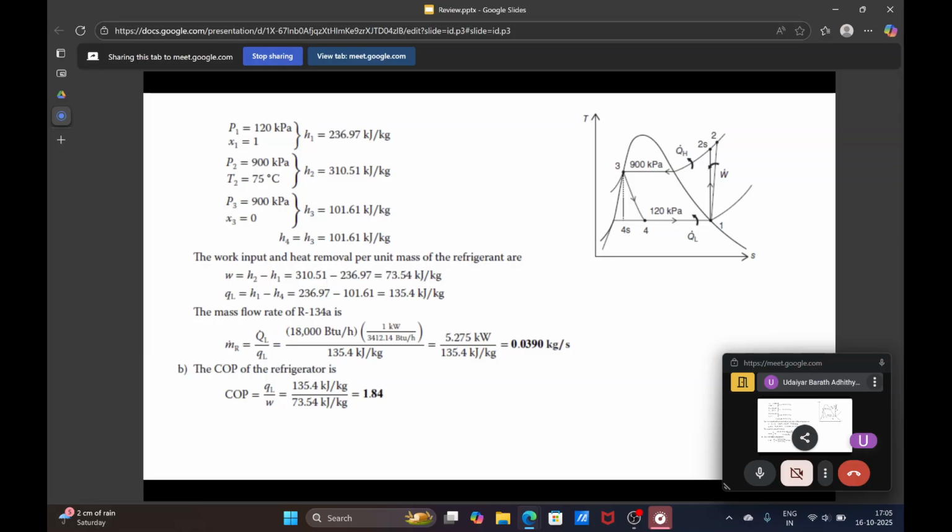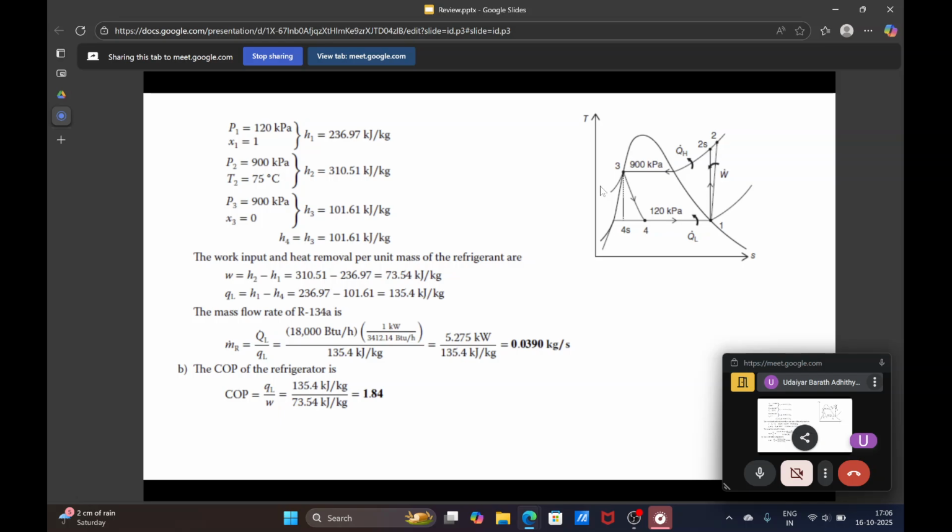Then this saturated vapor is compressed in a compressor to a pressure of 900 kilopascal and a temperature of 75 degrees Celsius. We know both pressure and temperature, and we know that this will lie in the superheated state. The enthalpy corresponding to this pressure and temperature is 310.51 kilojoule per kg. That is your enthalpy at the exit of the compressor.